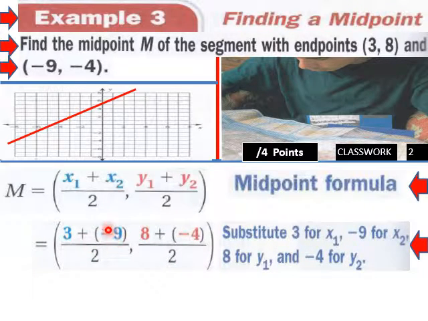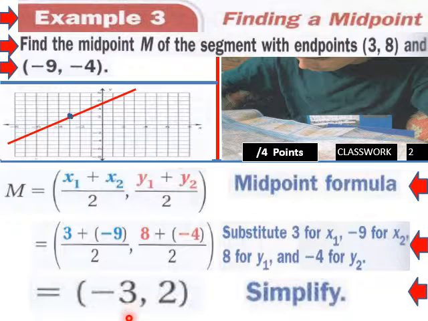So now we plug in. We have 3 plus negative 9 over 2, and then we have 8 plus negative 4 over 2. So what does that come out to be? 3 plus negative 9 is negative 6 over 2, which is negative 3, and then 8 plus negative 4 is 4 over 2, which is 2. So it will be negative 3, and when x equals negative 3, y equals 2. So it would be right here.